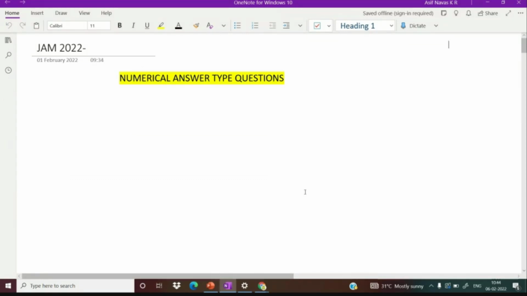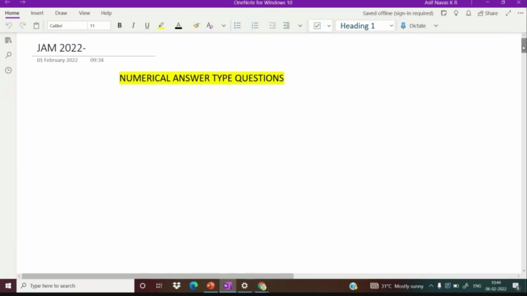But in numerical type questions, the answer is not given. So you have to solve that problem and you have to get the answer. There is no trial and error method. We cannot use trial and error and all those things. Okay, so now we will move to a question.